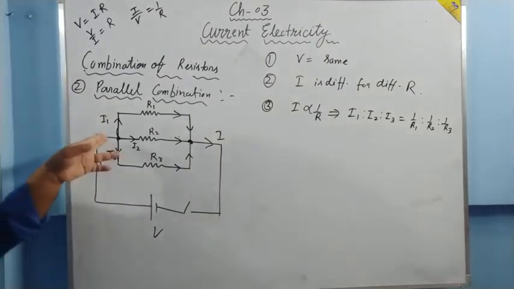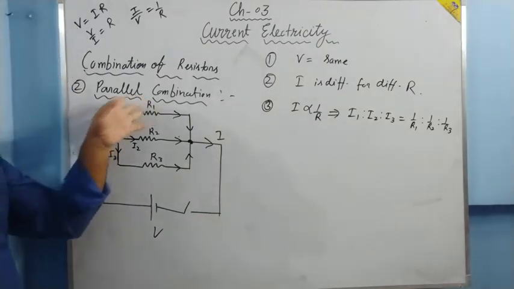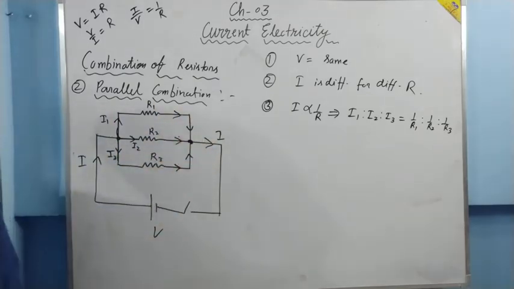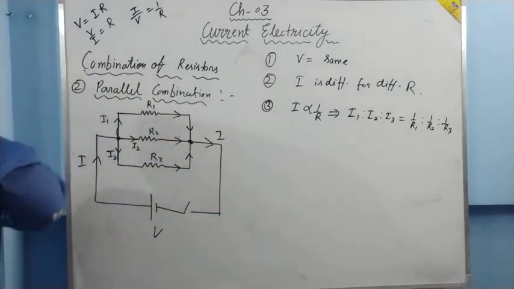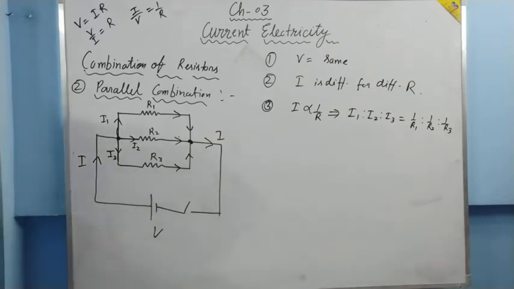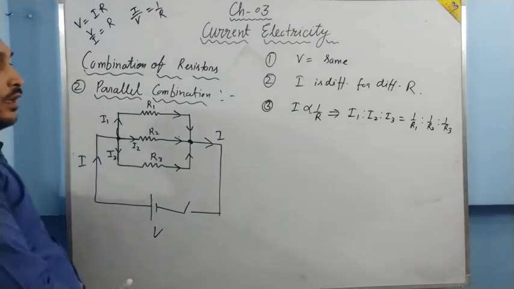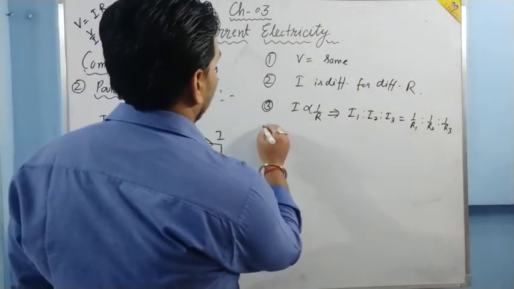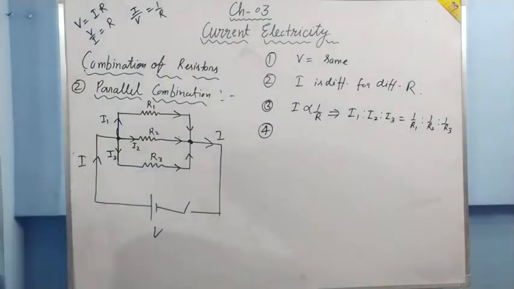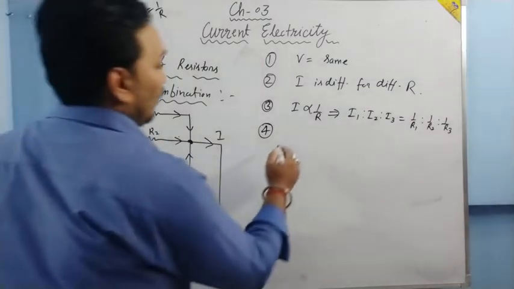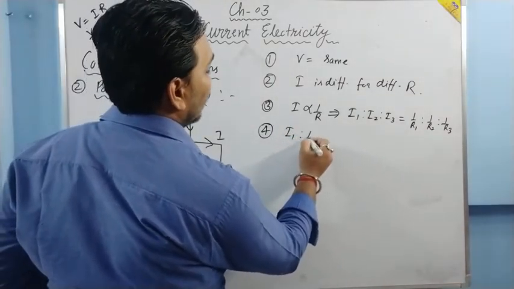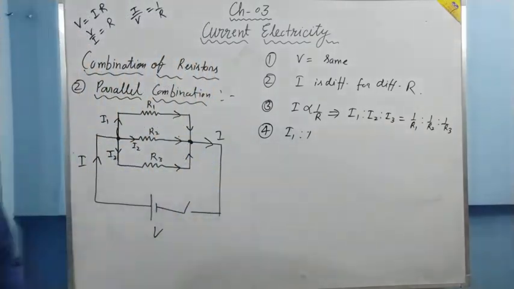Actually, current gets divided over here. If R1 is more, then less amount of current will be flowing through R1. And from here we used to say that the current always follows the path of least resistance. Maximum current passes through the branch which has the less resistance. Okay? Maximum means most of the current. Fourth point. Here, if you want to calculate the ratio of current, we have calculated.